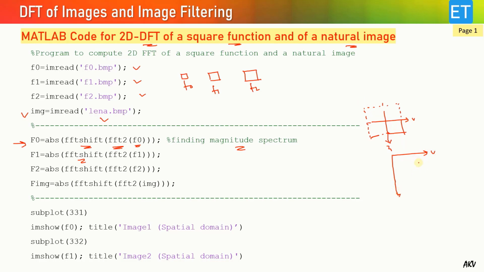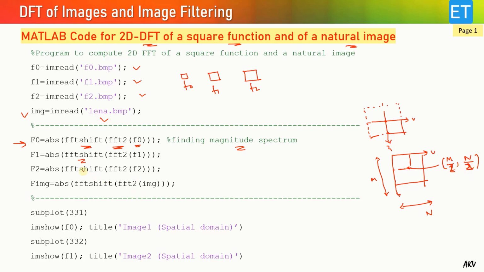I mean this full spectrum has to be shifted to the center. So this point is now transferred to this point. Let's say this image is of size m by n. If this is the size m and this is the size n, then the center will be at m by 2 and n by 2.